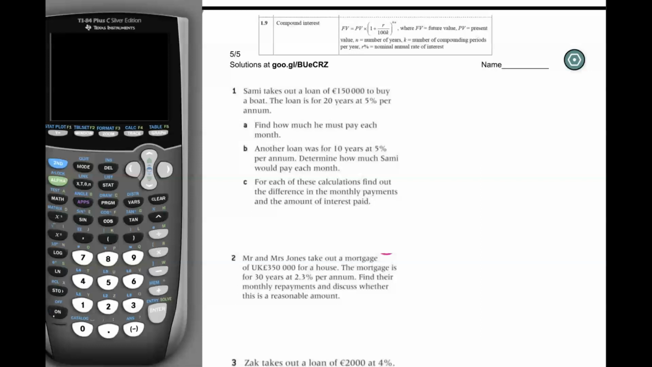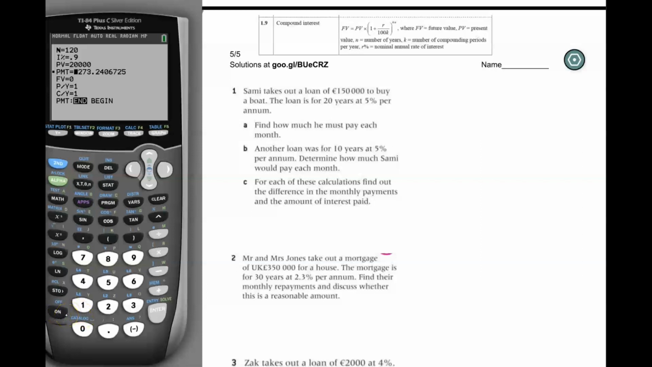All right, so let's do number 1. Number 1 says Sammy takes out a loan of 150,000 euros to buy a boat. The loan is 20 years at 5% per annum. Just like on page 4, what you want to look at is whether this is an annual transaction or a monthly transaction. Based on that, you figure out what your N value is, what your I value is, and whether you need to make adjustments by a factor of 12 or not.